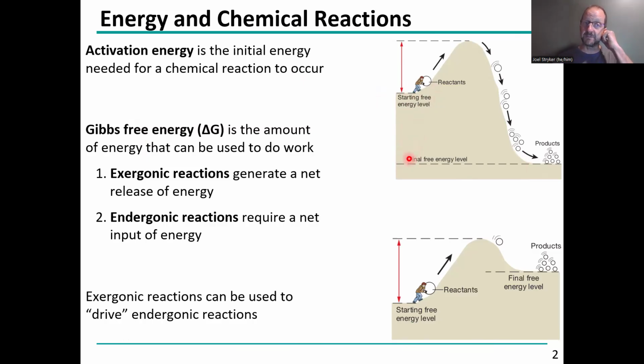So that's the Gibbs free energy, often abbreviated with a delta G, is the amount of energy that could be used to do work. Okay, so exergonic reactions like this one shown in the top picture are generating a net release of energy. So there's a release of energy out there that can be used for something else.